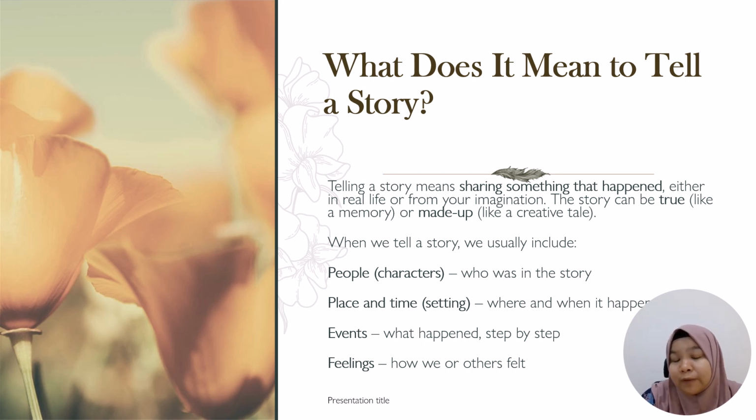So when we tell a story, we usually include the people. So in a story, we call them as characters, the place and the time, the setting, the background information or the setting of the story, where and when it happens, and the event. So again, what happened in chronological order, and the feelings, okay, how the characters feel.